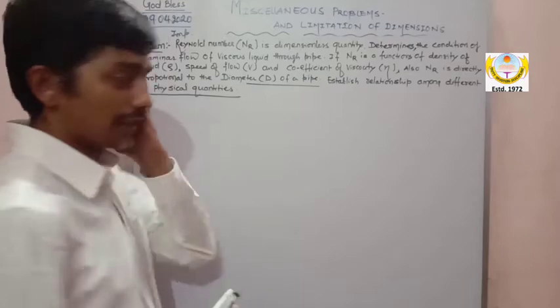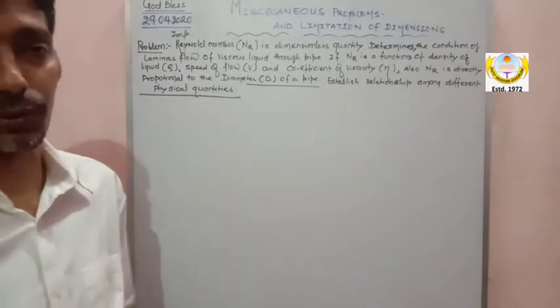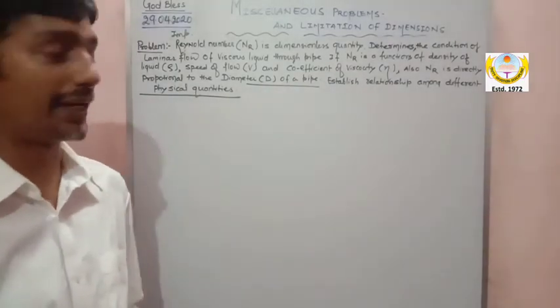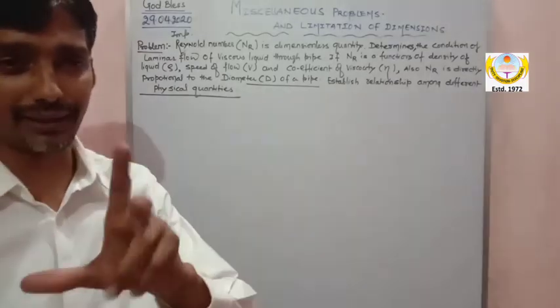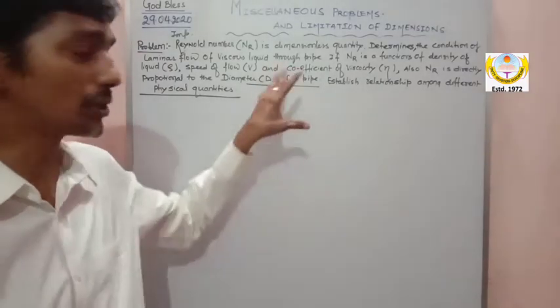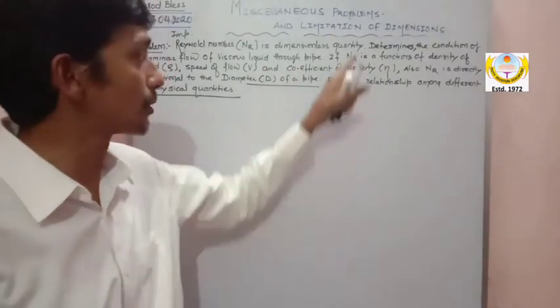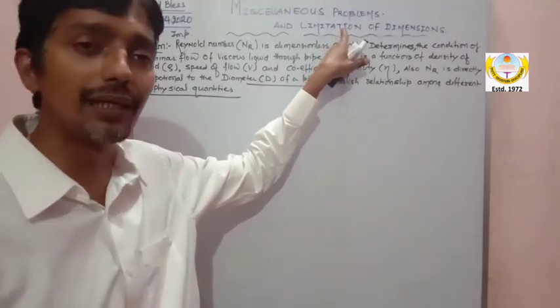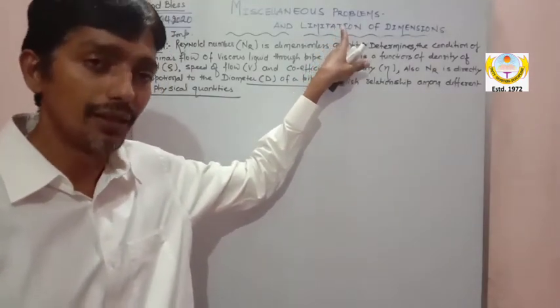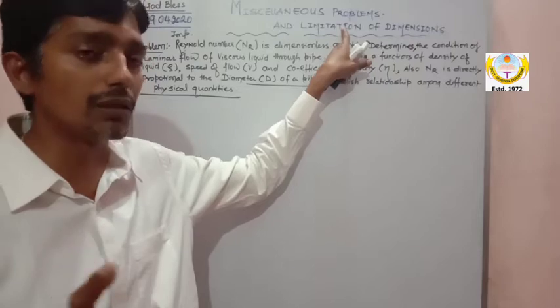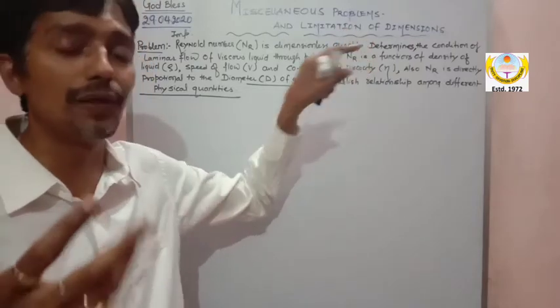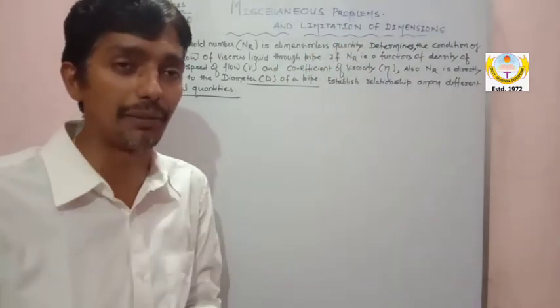At the next question here in the miscellaneous problem, this is one of the great questions. Here you will find some difference, and this question will help us give the answer to what the limitations of dimensions are. This question gives an overlook of how we can write the limitations of dimensions.